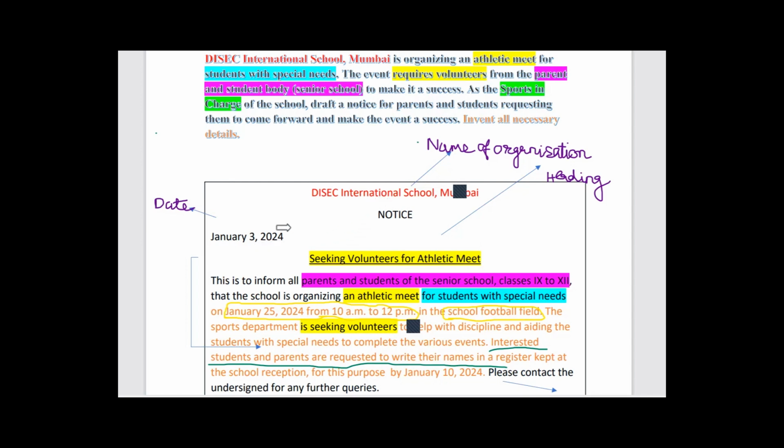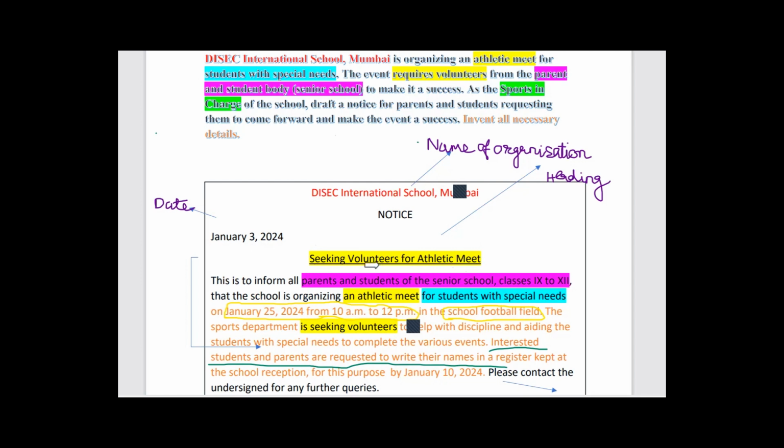As you can see, we have left lines in between all the important pieces of the format. So once again, leave a line here and then you have the heading. You can pick the heading from the question itself. So we know that it is about seeking volunteers for an athletic meet. Remember the word limit of 6 words and no more. So this is a good heading for your notice.